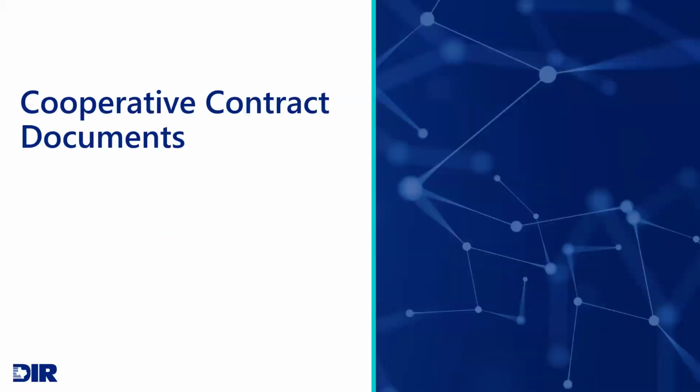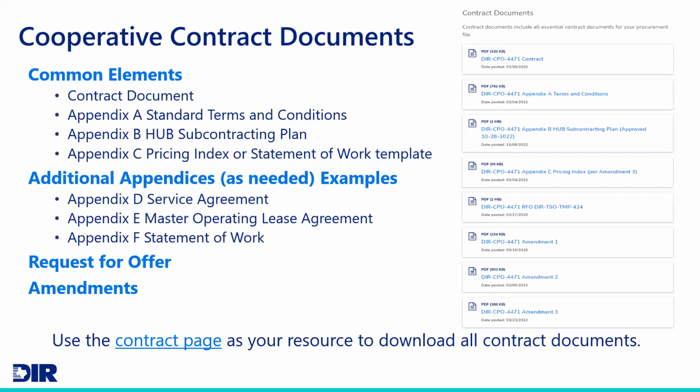So when your entity does use DIR's cooperative contracts, when you pull up that vendor page for that cooperative contract vendor, you're going to see common elements that are specific to that DIR vendor contract page. That will include the contract document itself. That will also include any exceptions that were negotiated with that vendor at the time that that DIR contract was awarded. You will also see the Appendix A standard terms and conditions that are specific to that DIR vendor.